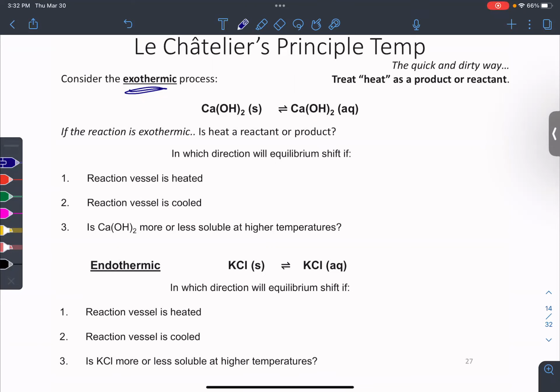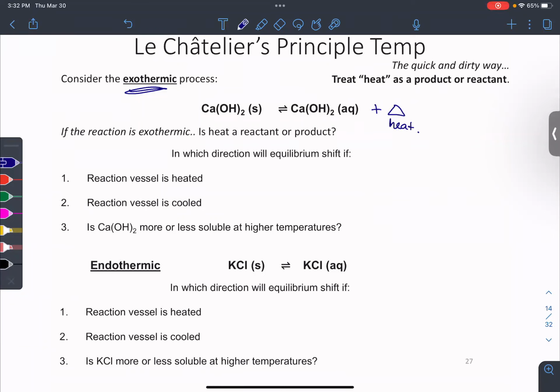Why do we love combustion reactions so much? Fire, because that fire is Q coming off, leaving the reaction. All right, so it's a product. That's why we love it so much. So in exothermic reactions, heat is a product. So I'm just going to put a little triangle there. Triangle is heat. Okay. So here's the quick and dirty way.